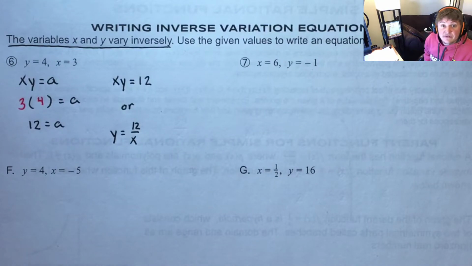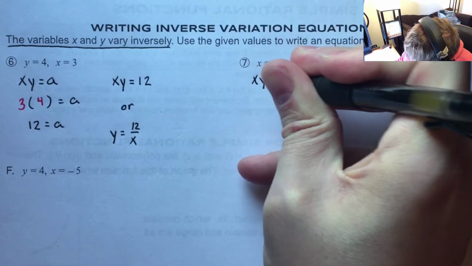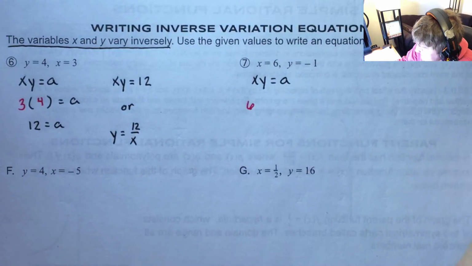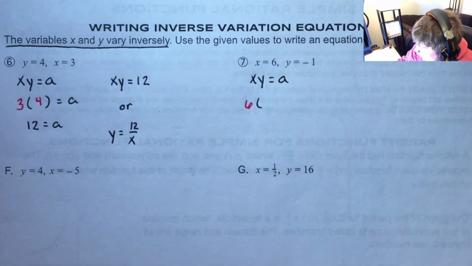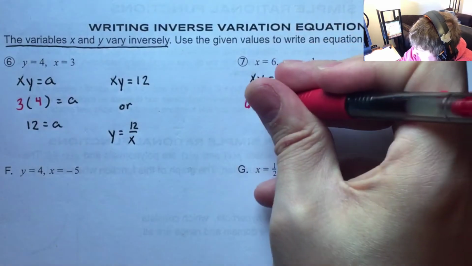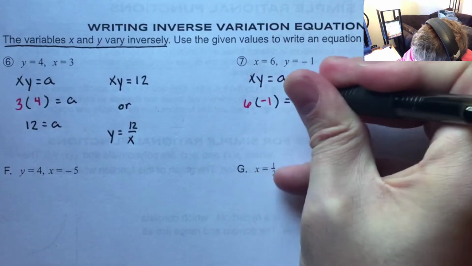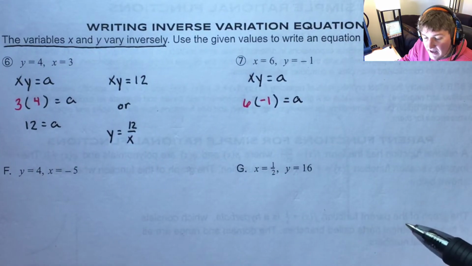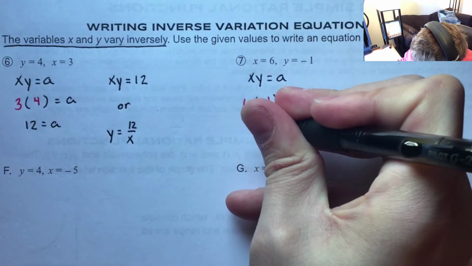Okay, 7 is going to be the same thing. All right, so we know that x times y is equal to some value a. We know that x is 6 in this situation, and that y is -1. So that's just me plugging in 6 for x and -1 for y, and that's all equal to my a value. And so when I multiply these together, I'm going to get -6 is equal to a.